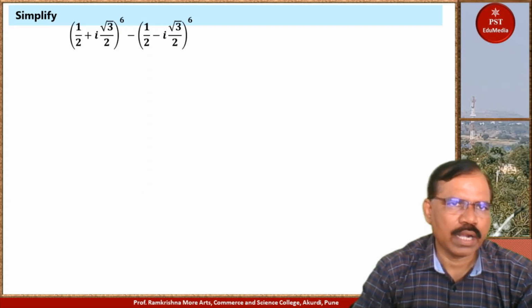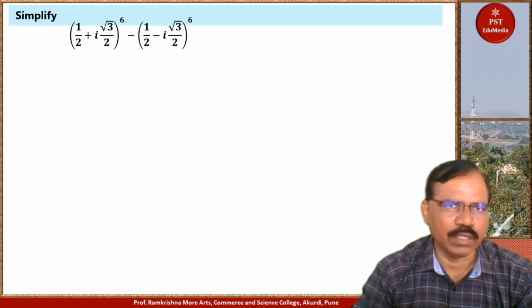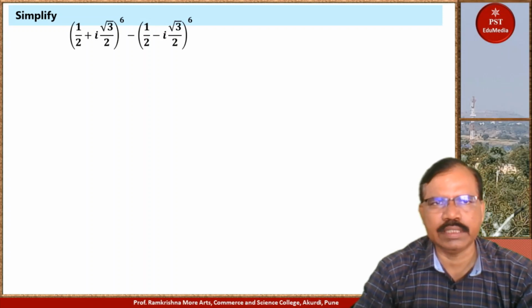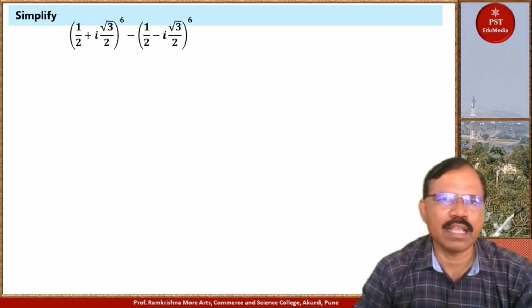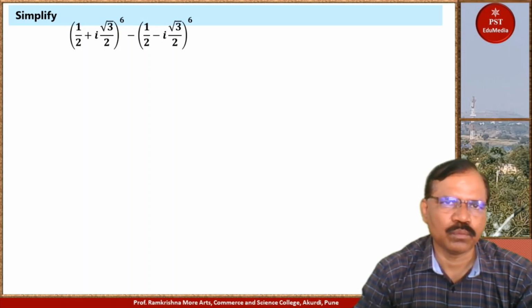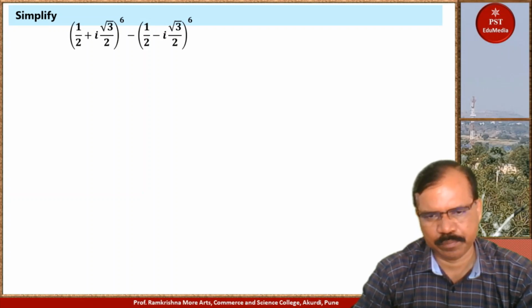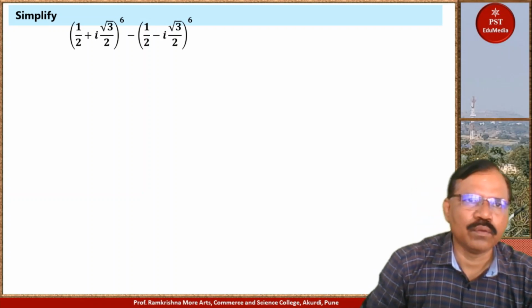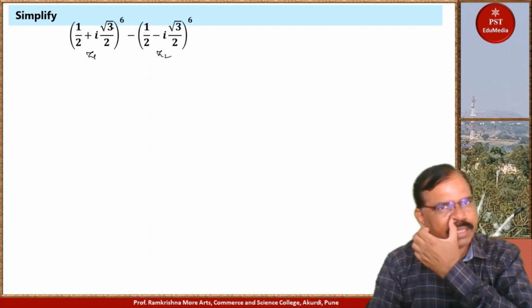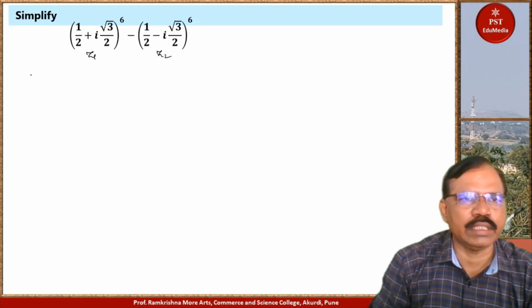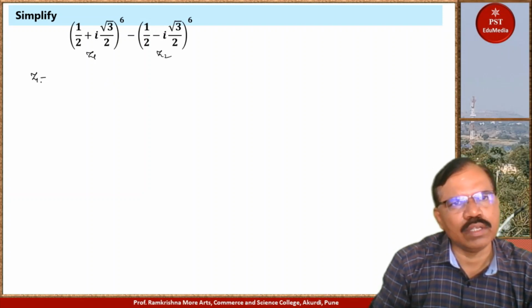In bracket 1 half plus i root 3 by 2 bracket raised to 6 minus in bracket 1 half minus i root 3 by 2 bracket raised to 6. Now here we will take this complex number as z1 and this as z2. So z1 raised to 6 minus z2 raised to 6. So z1 is equal to 1 half plus i root 3 by 2.